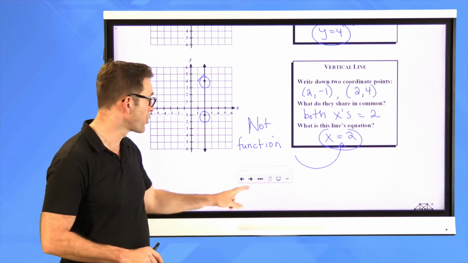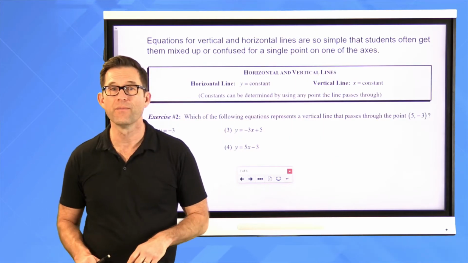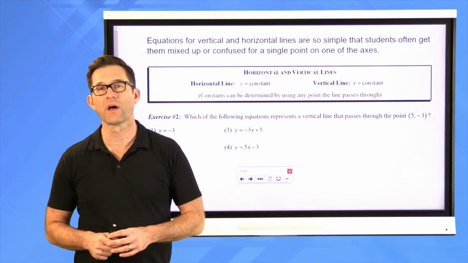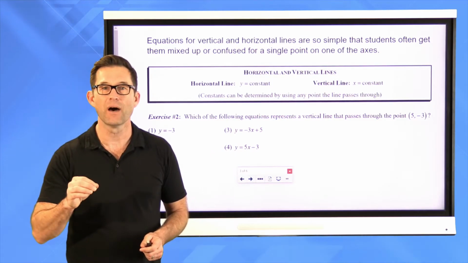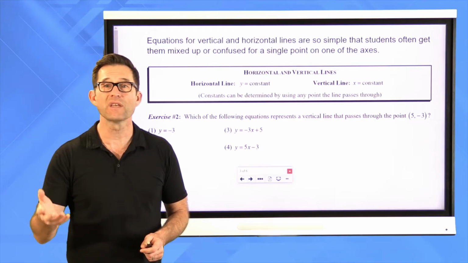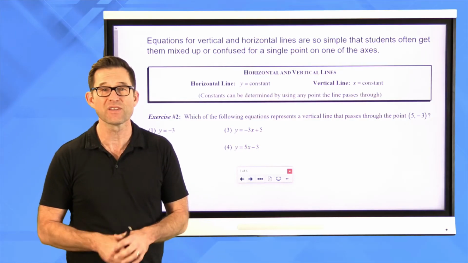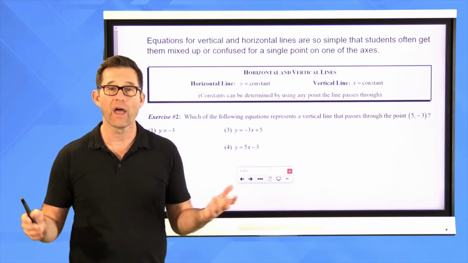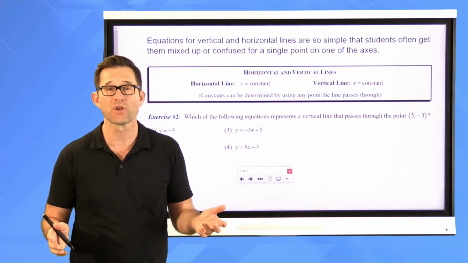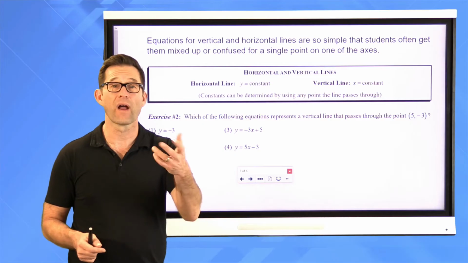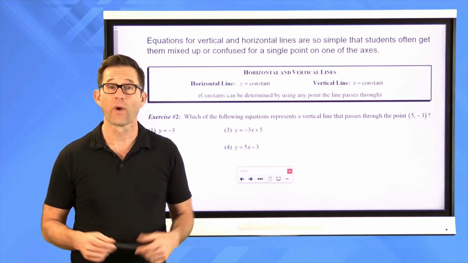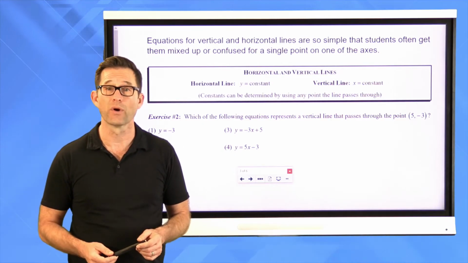So let's summarize this. This is pretty darn important, right? Equations for vertical and horizontal lines are so simple that students often get them mixed up or confused for a single point on one of the axes, right? It seems like if I'm like, hey, graph x equals 5, you might think I'm just talking about the point 5, 0, okay? But I'm not. If I say graph x equals 5, I'm saying graph every point where the x coordinate is 5.